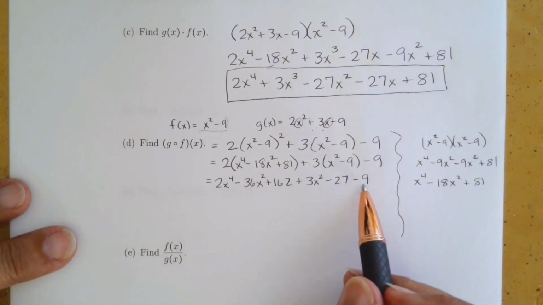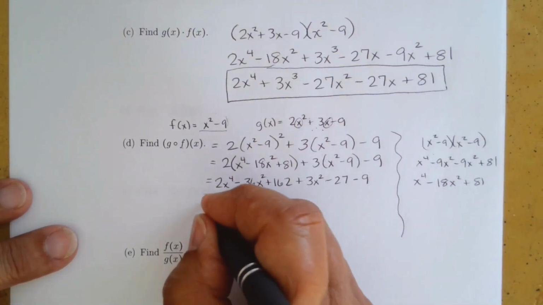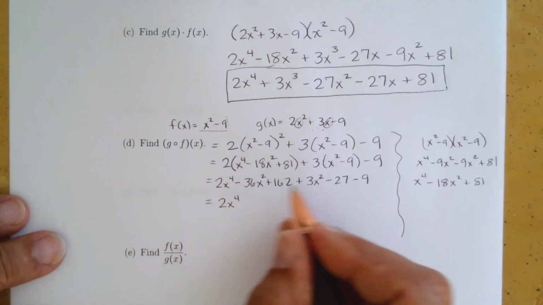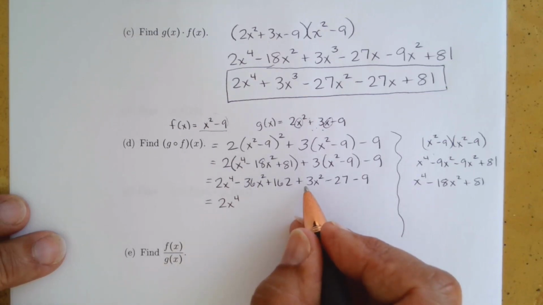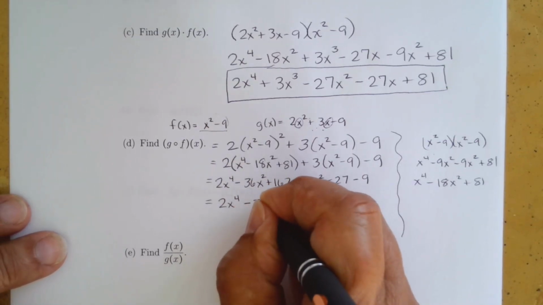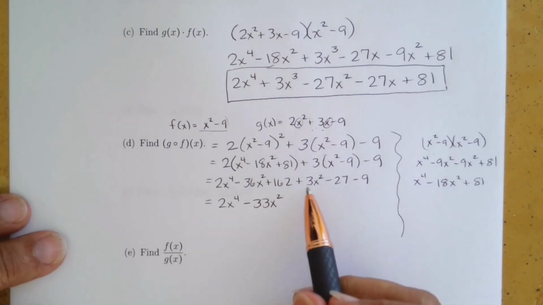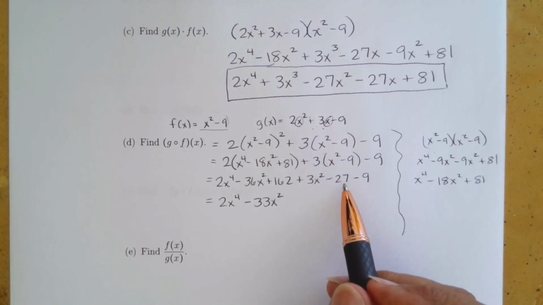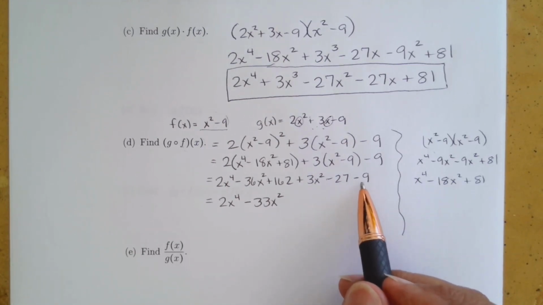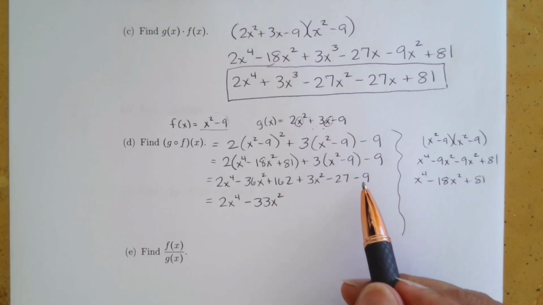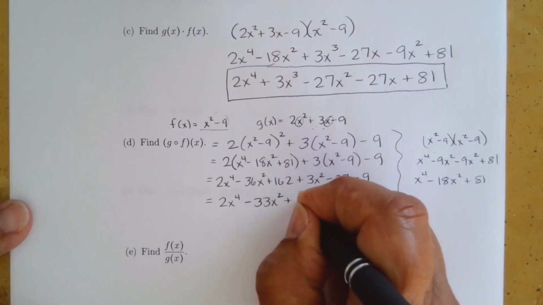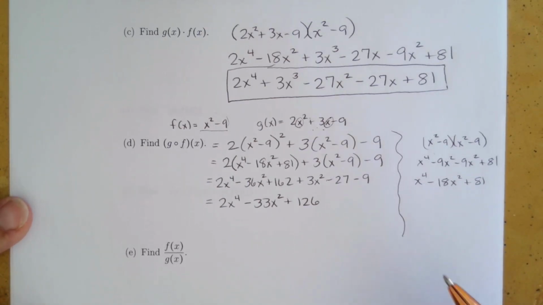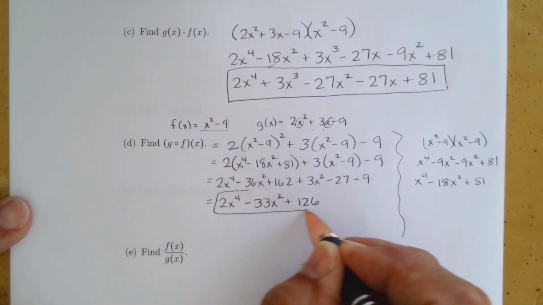Looking at our terms, putting them in descending order, I don't have anything else but 2x to the 4th. And now I have squares, negative 36 and a positive 3, that's negative 33x squared. Just add the coefficients. And now we have 162 minus 27 minus 9. Add those together, you get 126. And that's all you can do with that. So there is your answer.